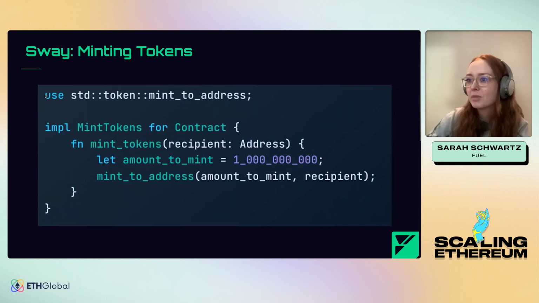And in Sway, we have this standard library that just comes out of the box. If you're familiar with React, it's like how you can pull in useState or useEffect from React. You can pull in any function or any constant from the standard library out of the box. So we're pulling in this mint_to_address function, and we can mint native tokens out of the box to an address.